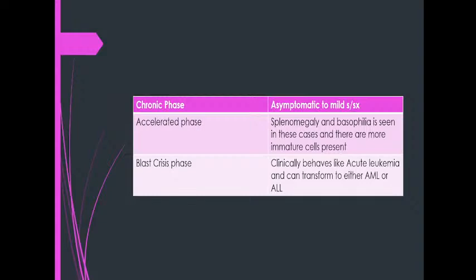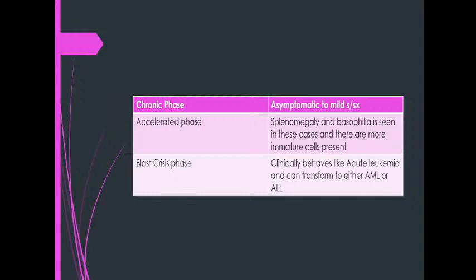So, in the accelerated phase, it becomes asymptomatic to mild. There are 3 phases. By the way, I forgot to mention the chronic phase. But let's talk about the accelerated phase first. There's splenomegaly and basophilia, and it's seen in these cases, and there are more immature cells present. In blast cell crisis, clinically it behaves like an acute leukemia and can transform to either AML or ALL.